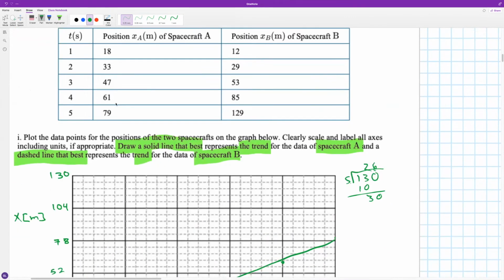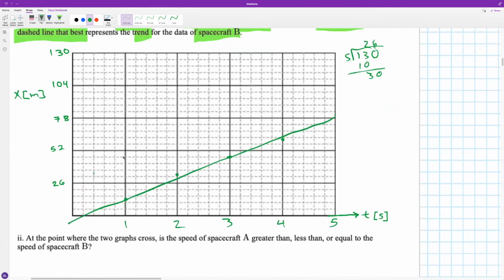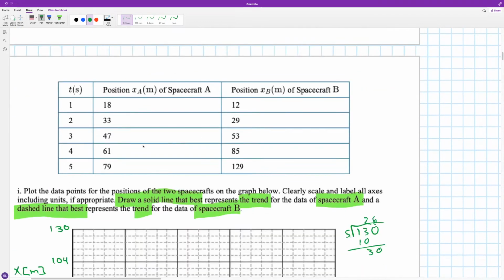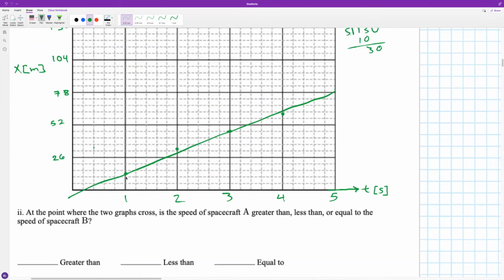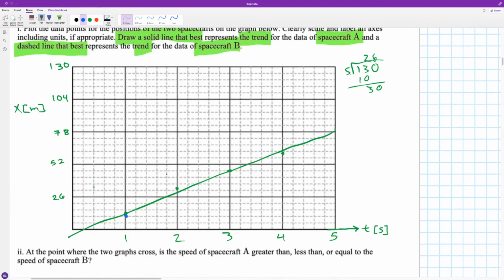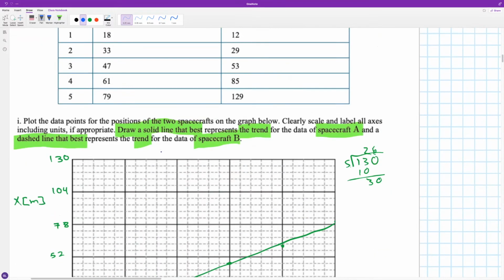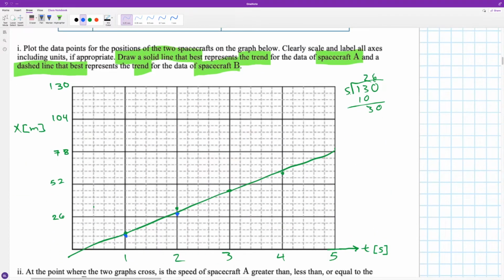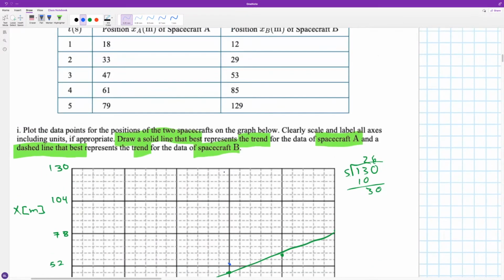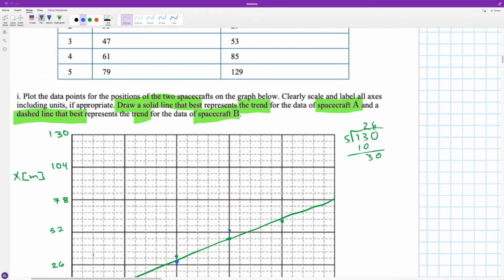The next one is going to be 12, 29, and 53. So at 12, that's going to put us a little bit under this point, right about the midpoint here. I'm going to do this in blue. So something like that. At 2 seconds, we said it's at 29, so 26, maybe a little bit lower, about there. And then 53 is going to put us right about a fifth of the way up on that mark. And then 85, so that's 78, 83, about here-ish. And then 129, so something like this.